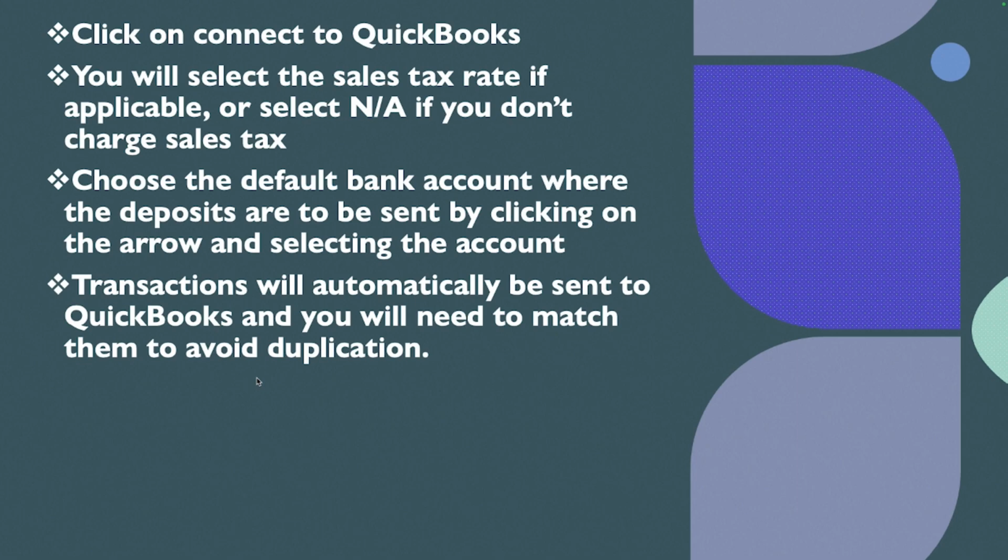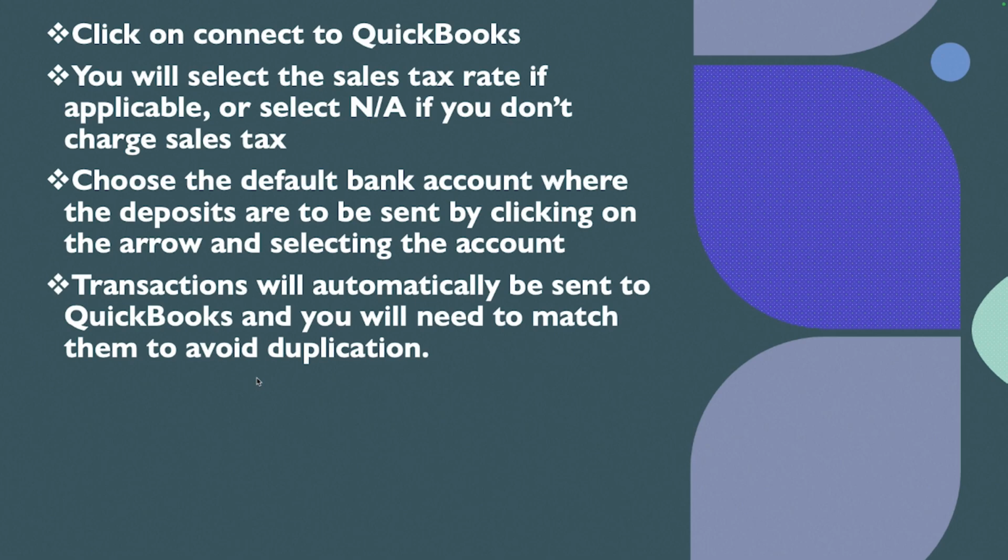Okay, so next, you have to choose the default bank. That's what we've been talking about. This is very important: the default bank account where the deposits are to be sent. And you're going to do it by clicking on the arrow and selecting the account. So basically, when you click on connect, you're going to see the option right there to select your sales tax, and right below it, to select your bank account, your default bank account.